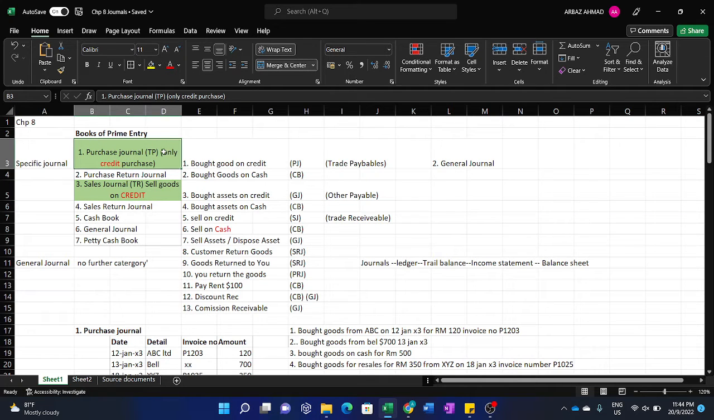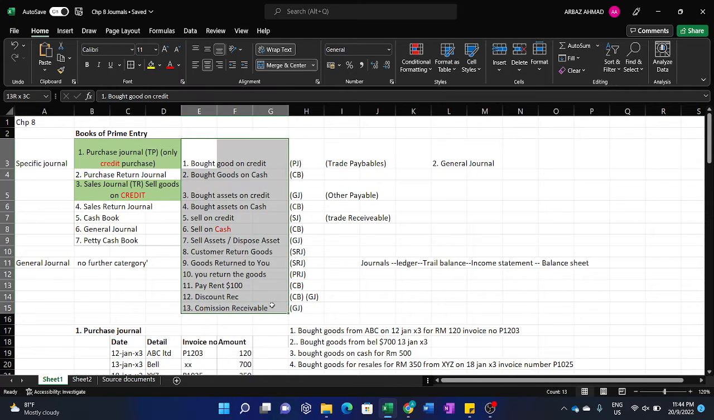So basically what purchase journal does is it records the transactions which are on credit. So the term credit is very important. Anything you buy on credit will go in purchase journal, and anything you sell on credit will go in sales journal. But if it's related to cash, then of course it will go in cash book. So if you're buying or selling on cash, then it goes in cash book. These two journals are what we'll be looking at today, and these focus on credit terms.